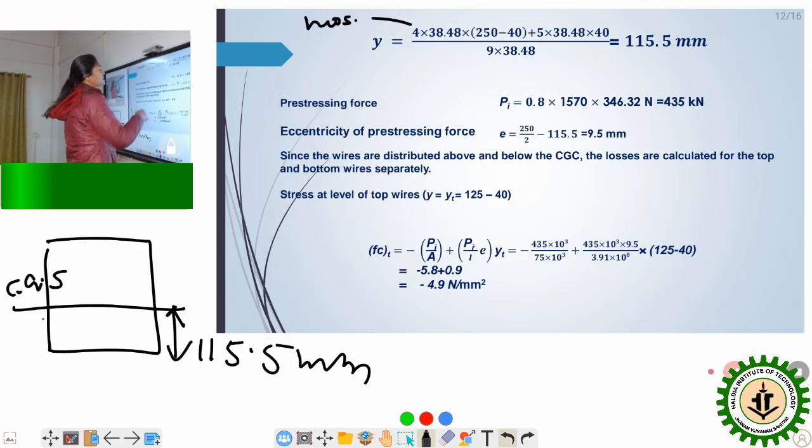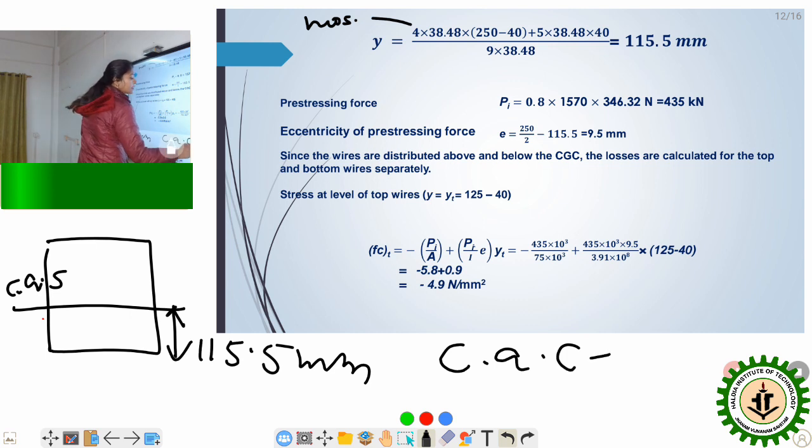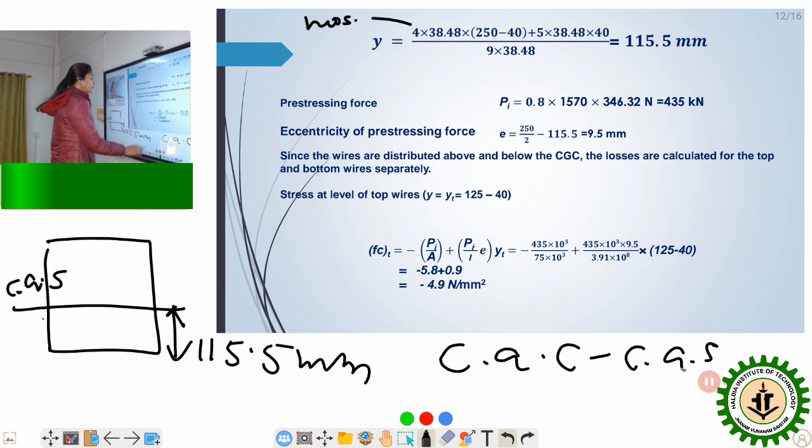Now the eccentricity of the pre-stressing force, how are we going to get it? Eccentricity is CGC minus CGS, right? So this is the eccentricity. The CGC lies in the middle of the section, that is 250 by 2, which is 125, and we got the CGS, that is 115.5. So 9.5 is the eccentricity.